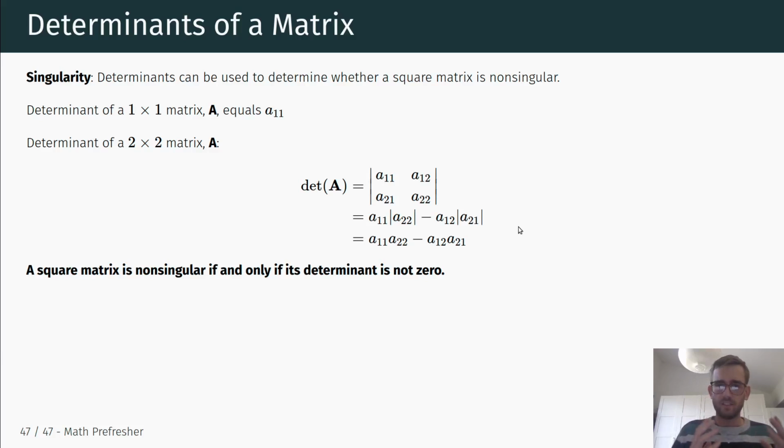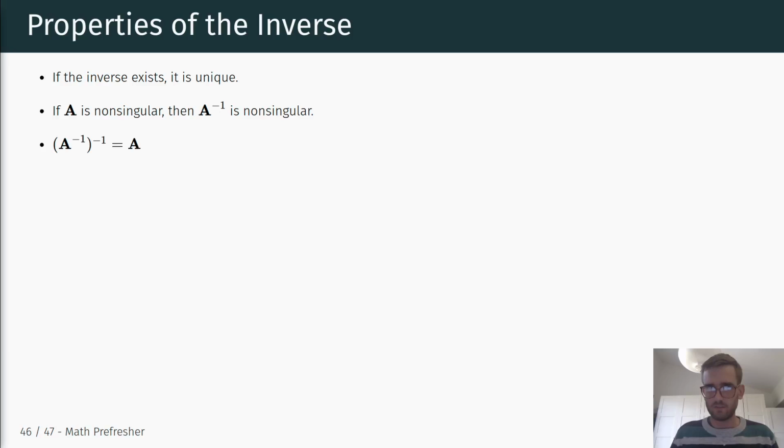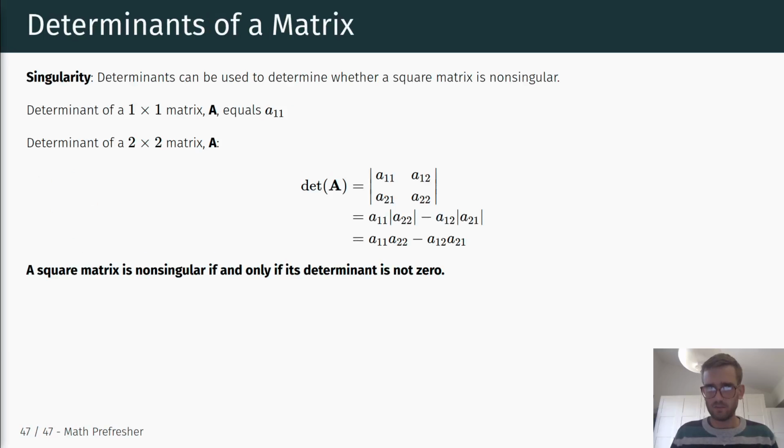And the important point, which can be extended to larger matrices, is that a square matrix is non-singular if and only if its determinant is not 0, okay? So by just checking the determinants, we can quickly determine whether a matrix is non-singular or whether it is invertible.